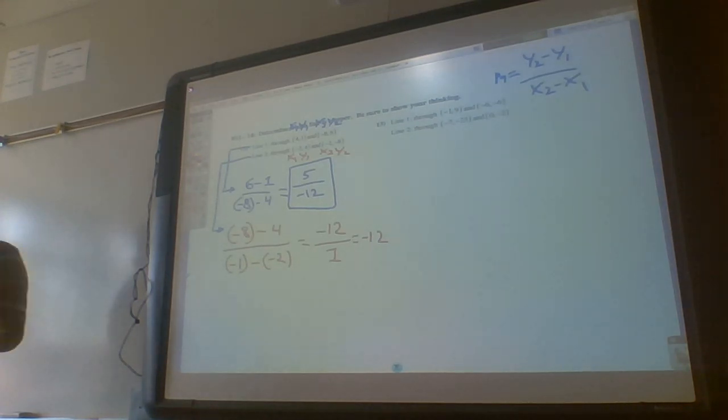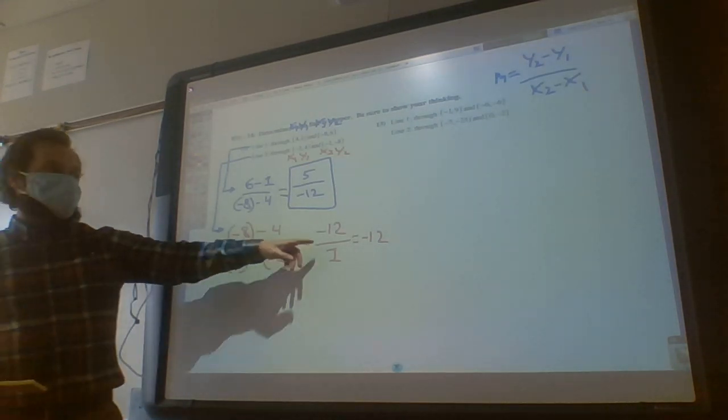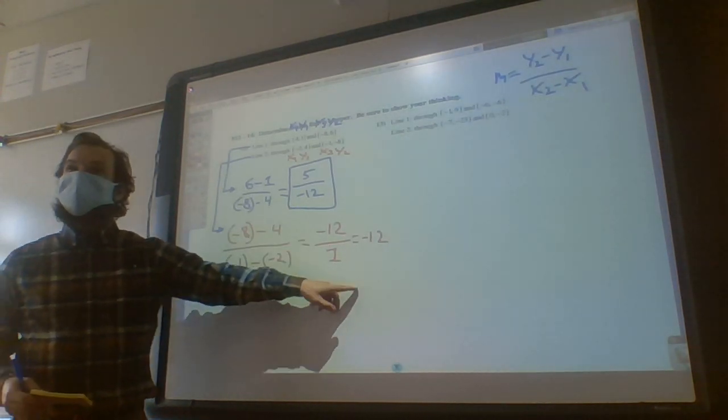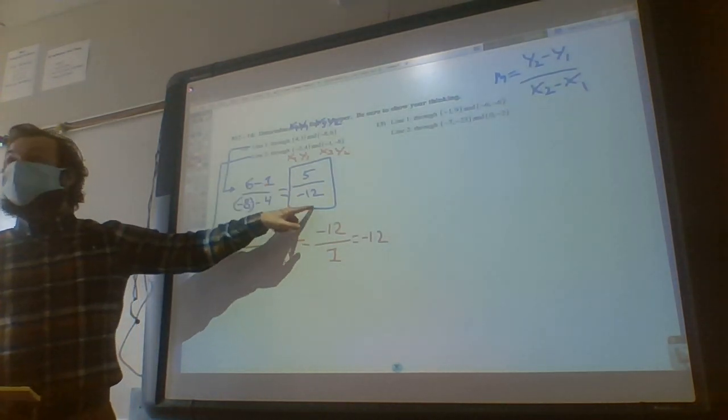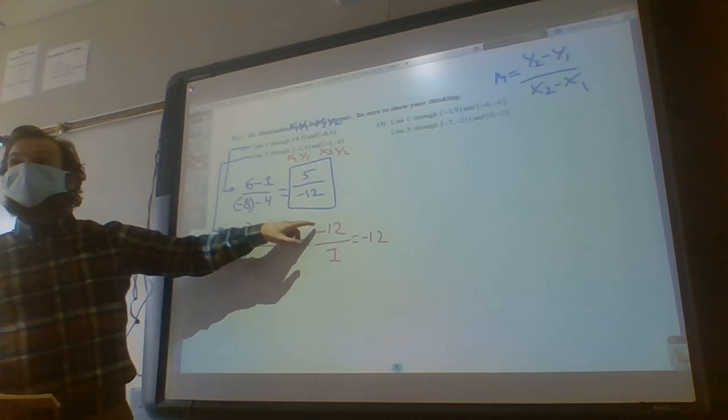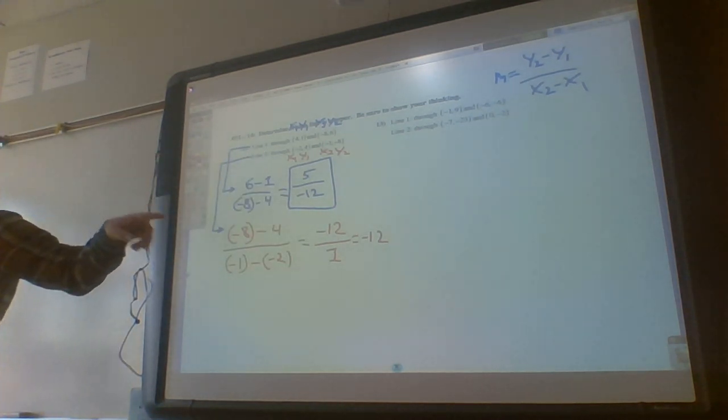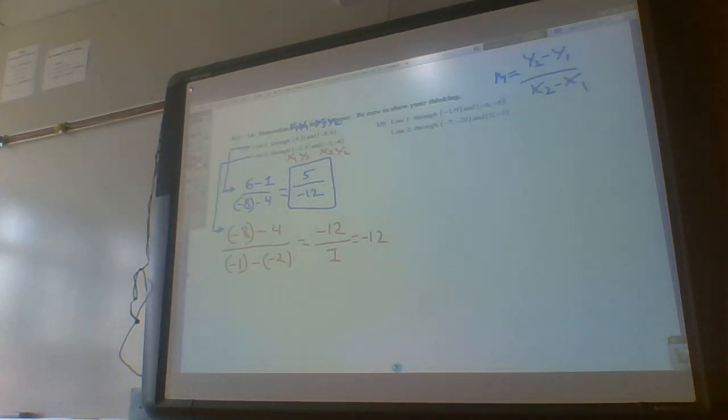Okay, good. That's the main way we can compare it. How is this changing? It goes down 12 over 1. This one's also negative, so we could say it goes down 5 and over 12. So line 2 is definitely changing at a much higher rate.